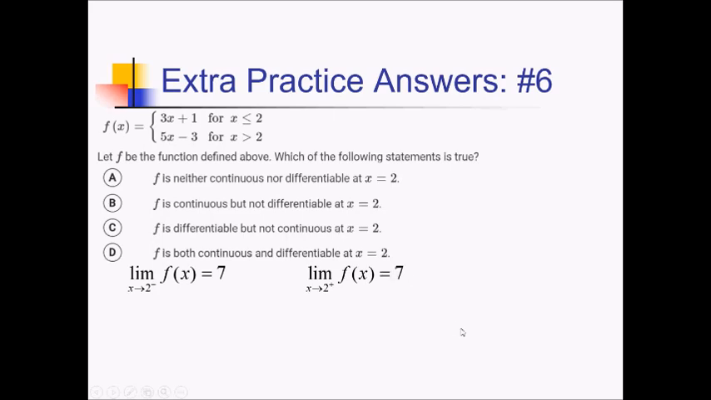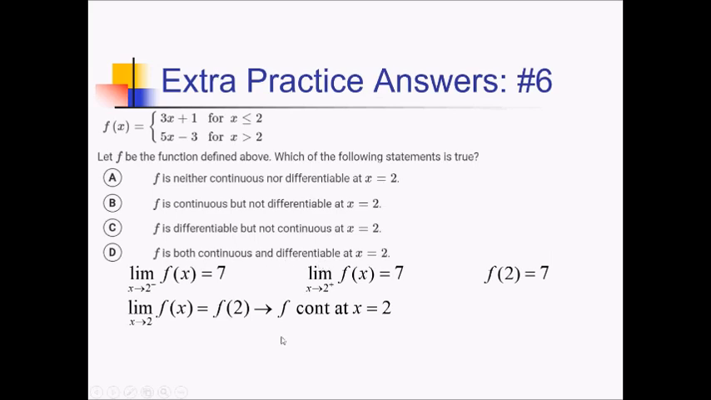And let's throw in the function value, f of 2. That just happens to be the same as the left side limit. It shares the same rule as that one, so it again comes out to 7. So we see here that the limit exists, the function value exists, and the limit and the function value are equal to each other, meaning that our function is indeed continuous at x equals 2. So that means we are down to choices B and D. We have continuity. We just want to know about the full differentiability.